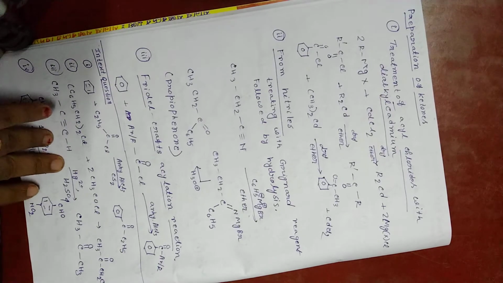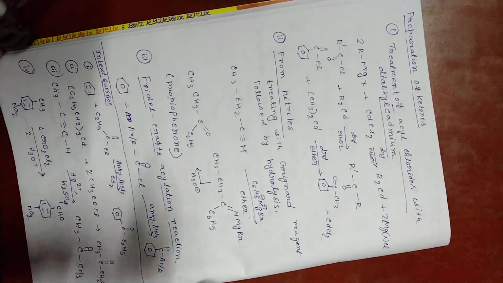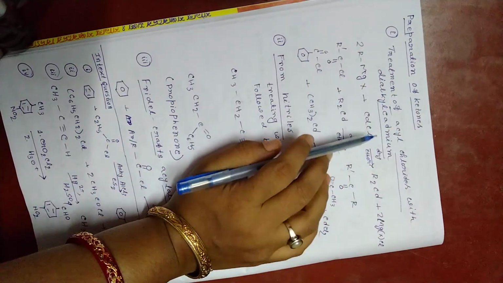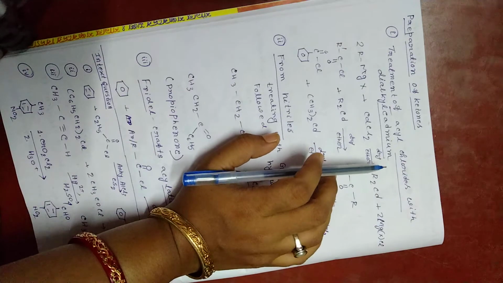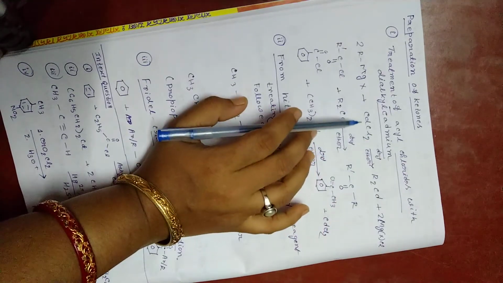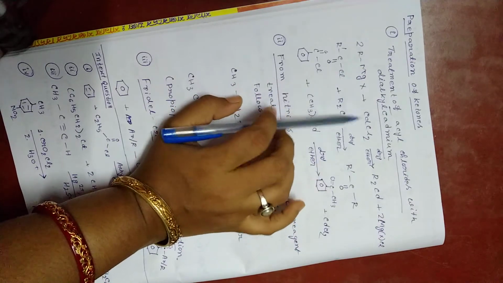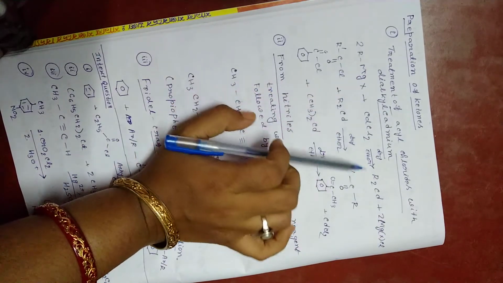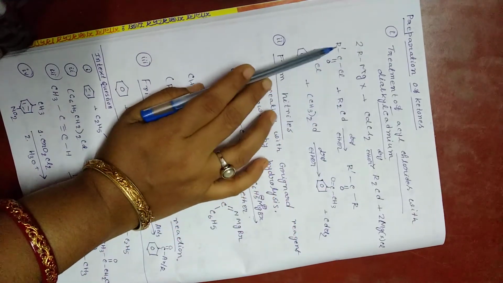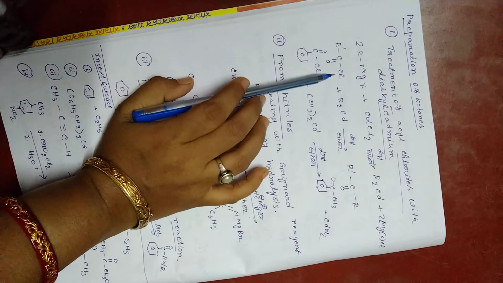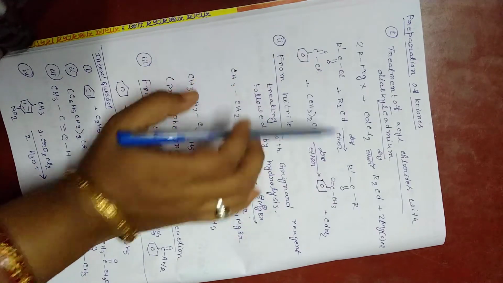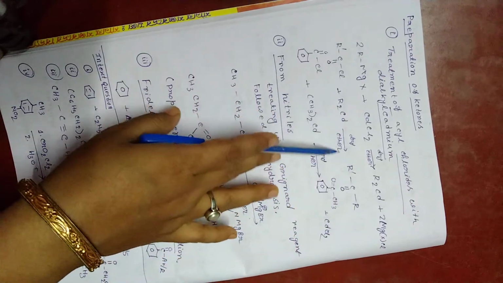Now some preparations of ketone. First, treatment of acyl chlorides with dialkyl cadmium. First we have to know the dialkyl cadmium preparation. Dialkyl cadmium is prepared by reaction of cadmium chloride with Grignard reagent. Then we get dialkyl cadmium. This dialkyl cadmium reacts with acyl chloride and we get the ketone in presence of diether.